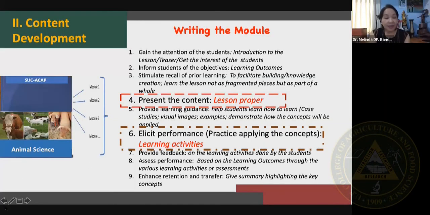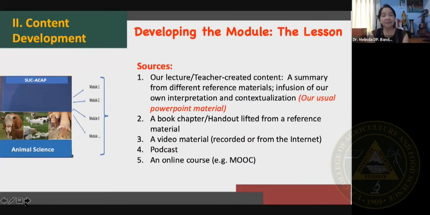Okay, so punta na tayo doon sa lesson proper. So saan manggagaling yung lesson proper natin? Diba? Saan natin kukuhanin yan? So these are some of our possible sources. And the most usual source of the lesson is tayo. Kasi tayo nga yung eksperto dyan eh. So it is a teacher-created content. Usually, ito yung mga lectures natin, PowerPoint natin, ganyan kapag nagtuturo tayo.